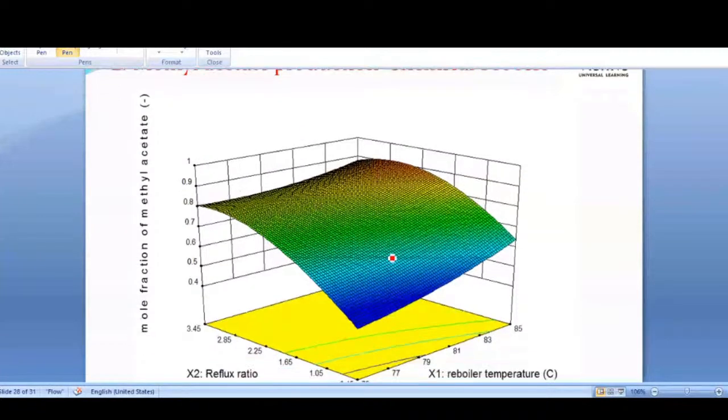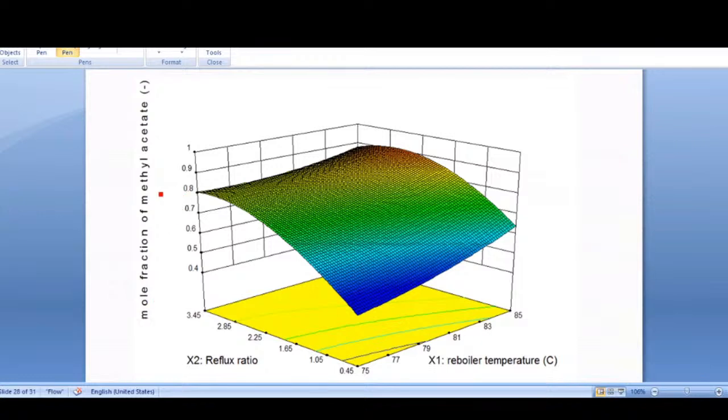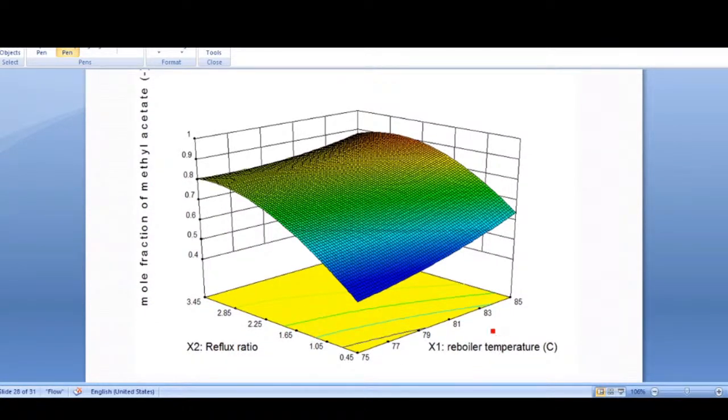This is the RSM response surface graph for the mole fraction of methyl acetate versus the reflux ratio and the reboiler temperature.